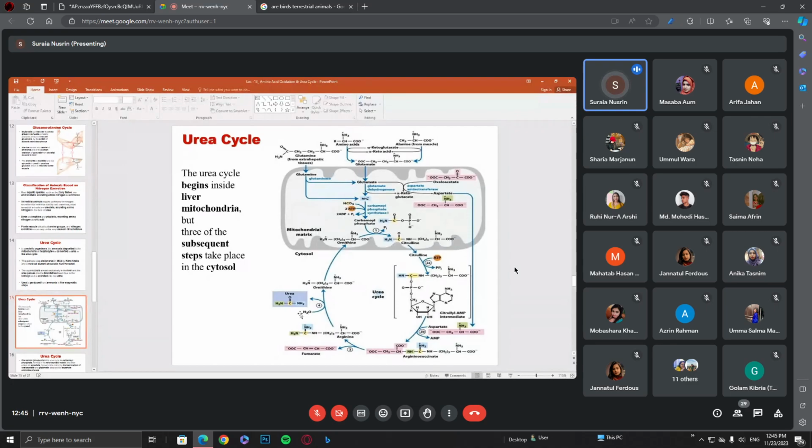So this is the urea, and obviously this is a nitrogenous waste product. From the liver, it will be transported to the kidney through the blood, where ultimately it will be excreted into the urine. Clear? Yes, ma'am.